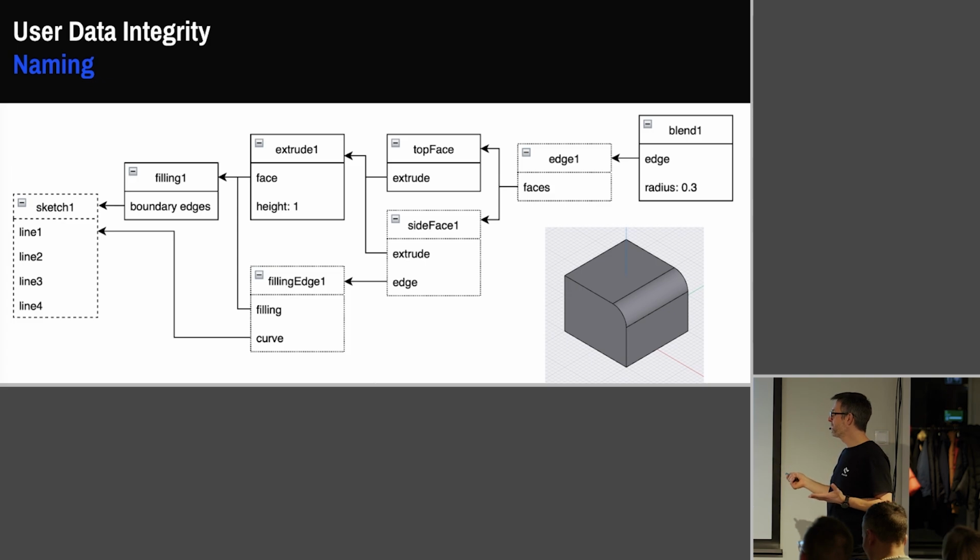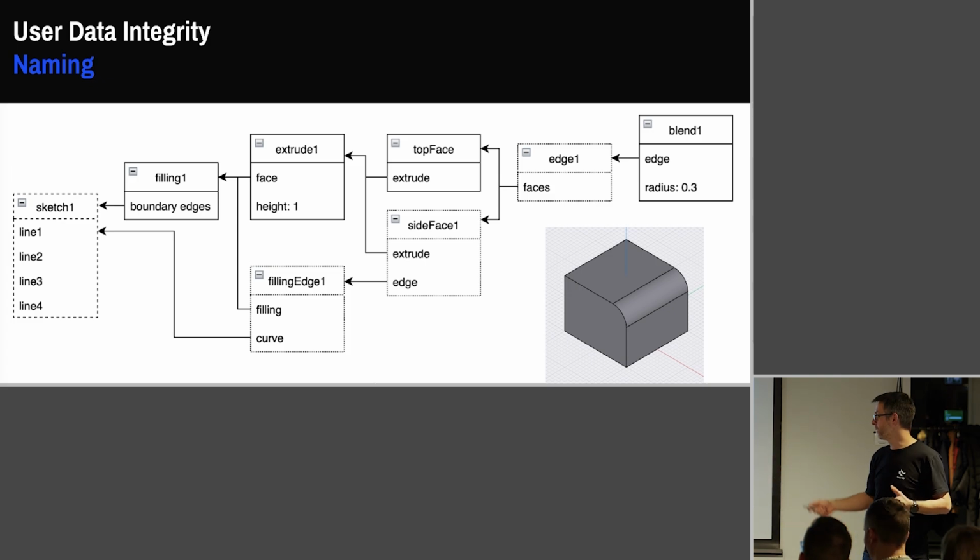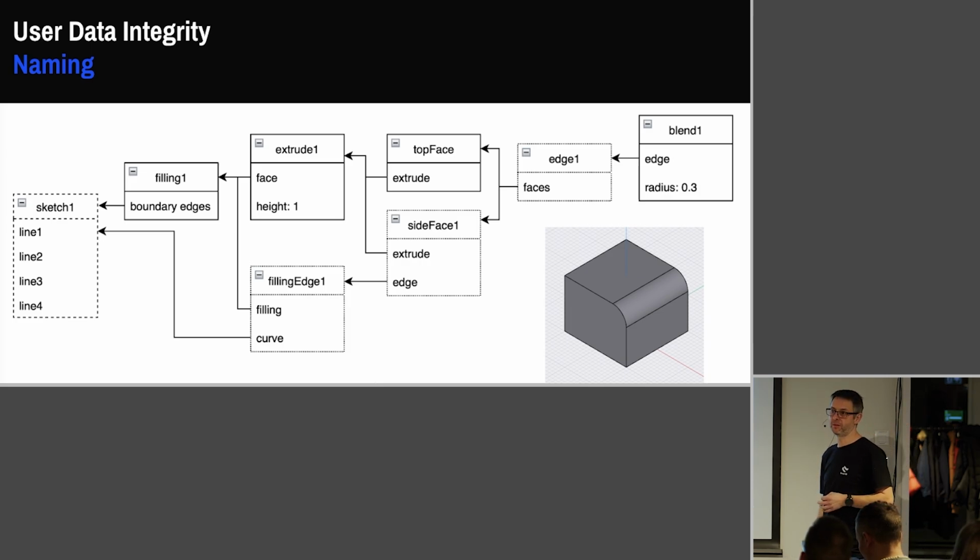And that means we actually have a really complicated dependency tree where the topologies are inheriting names from each other.